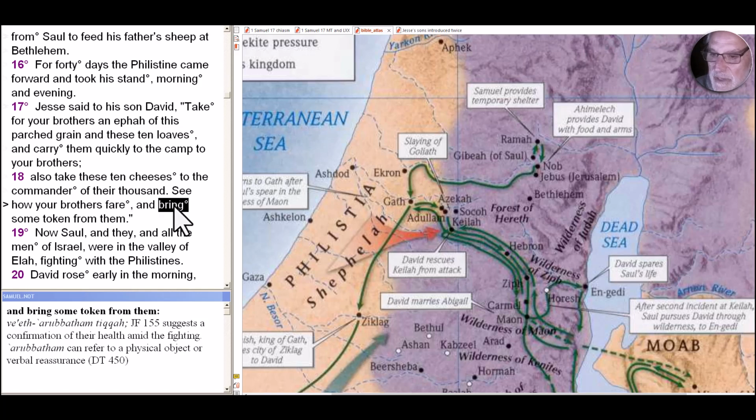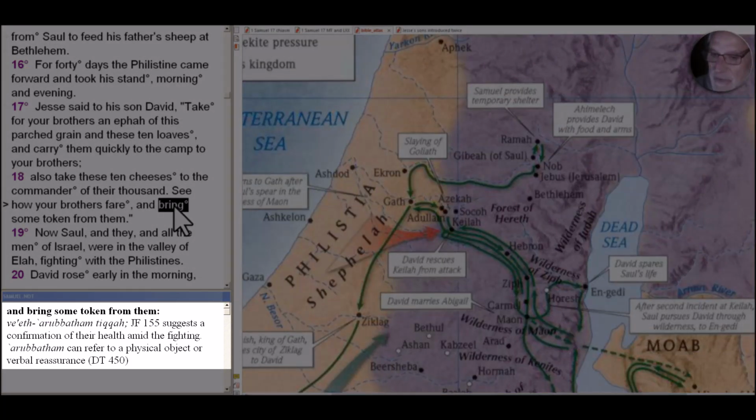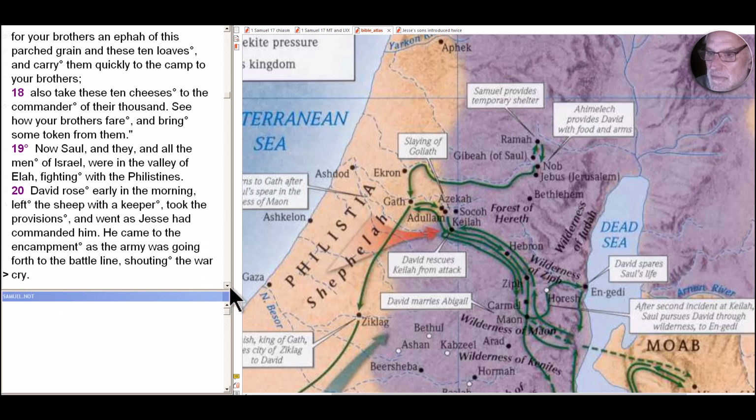And the phrase "bring some token from them," Fokkelman suggests, could be a confirmation of both their health amidst the fighting, and it can refer to both a physical object or verbal reassurance. So the token can be bringing something from them or just a word that they're okay. Because certainly the old man, and perhaps that's the reason we're told it's an old man, isn't going to easily go back and forth between Bethlehem and Socoh, so he sends his young virile son to go do that. And so let's look down just a little more to see our last 2 verses for this video.